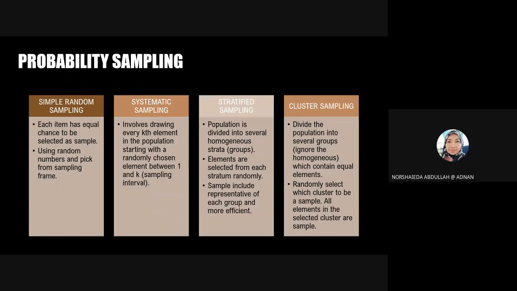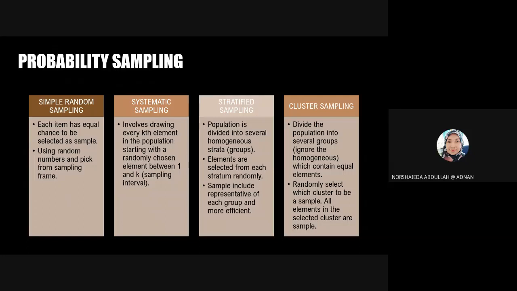Okay. So untuk simple random sampling, each item has equal chance to be selected. So cara kita nak perform the sampling senang je. Kita guna random number ataupun kita boleh guna lottery method. Okay. And then the second one, systematic sampling, involves drawing every K element in the population starting with a randomly chosen element between 1 and K. Okay, so the K tu is the sampling interval. Okay, nanti kita go through this method one by one, okay, how to perform the method.